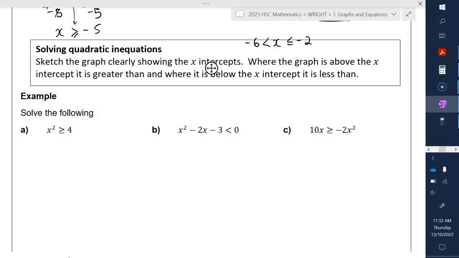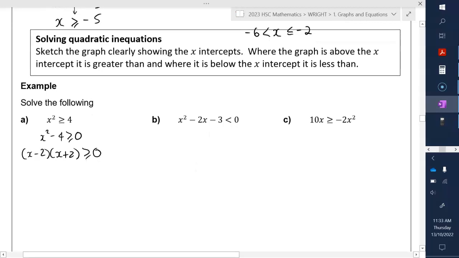x squared is greater than or equal to 4. So I'm going to take 4 from both sides and end up with x squared minus 4 is greater than or equal to 0. What you'll notice on the left-hand side is it's a difference of 2 squares. So it's (x minus 2)(x plus 2). It's still greater than or equal to 0.